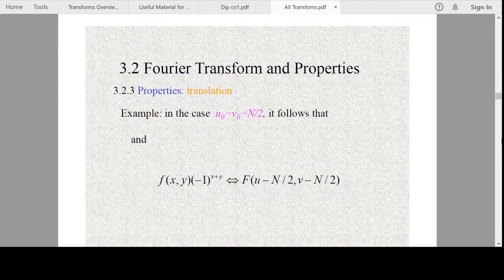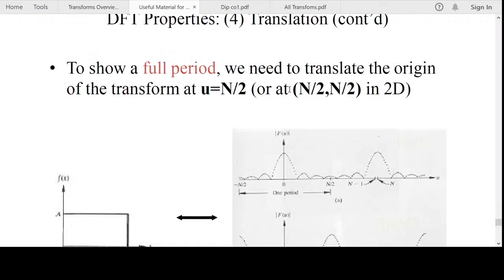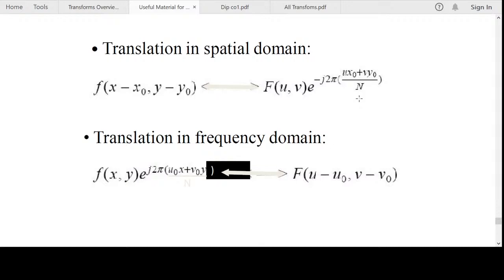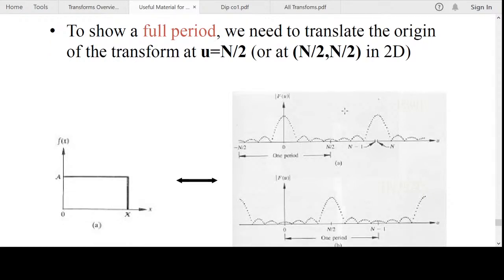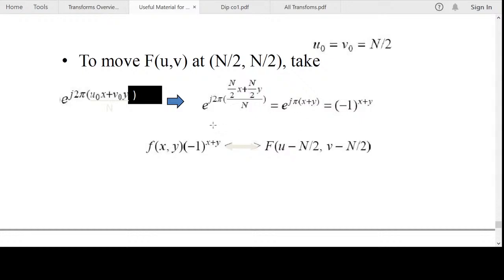And also there is one more property, translation. In the translation property, particularly, there is translation in the spatial domain and translation in the frequency domain. In the spatial domain, we have seen the proof, and I want you to work out the frequency one. If I want to shift in the spatial domain, f of x minus x naught, y minus y naught will give this much scaling factor. Going the other way, I can shift my spectrum by u naught and v naught. In particular, if I want u naught equal to v naught equal to N by 2, I want to shift my frequency spectrum by N by 2, then what do I have to do? You can see the proof is like this.